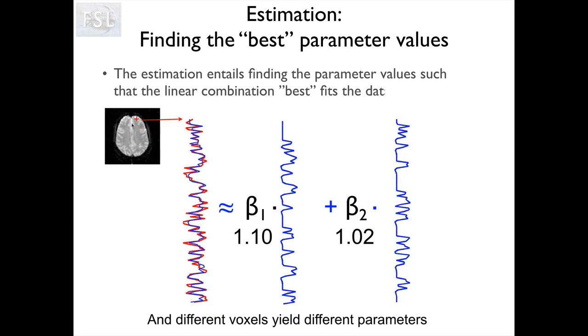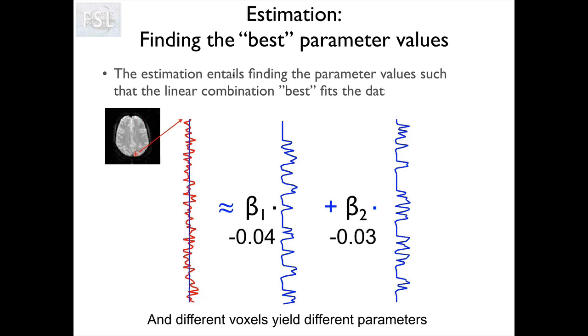We have a different part of our brain, with a completely different time series, but you can see that even though the time series is completely different, we are able to fit our model to the data just as well as the first one, but now we have different parameter values. Now we have beta 1 of 1.10 and beta 2 of 1.02. So we need both of those in order to match the data, and what that tells us is that this particular voxel is interested in word generation, and it's also interested in word shadowing.